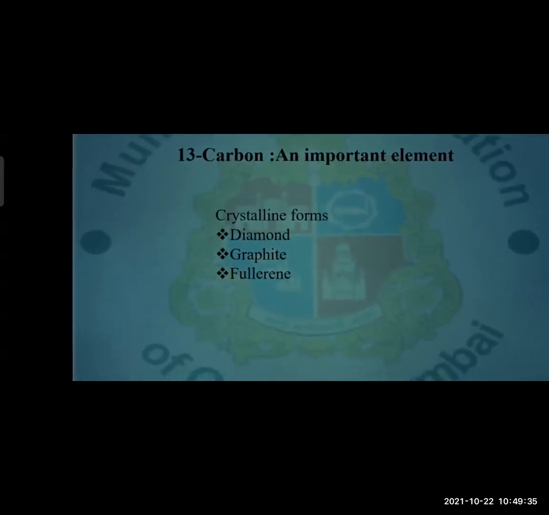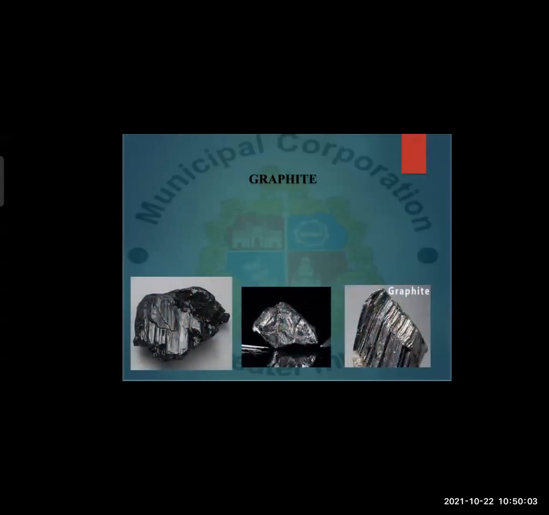Another crystalline form, the second one, is graphite. Can you see graphite? Yes. And the third one is fullerene. But before moving to fullerene, we will first study graphite. Graphite is again a crystalline form of carbon. See, these are pictures of graphite. It looks so shiny, so slippery, and black in color.